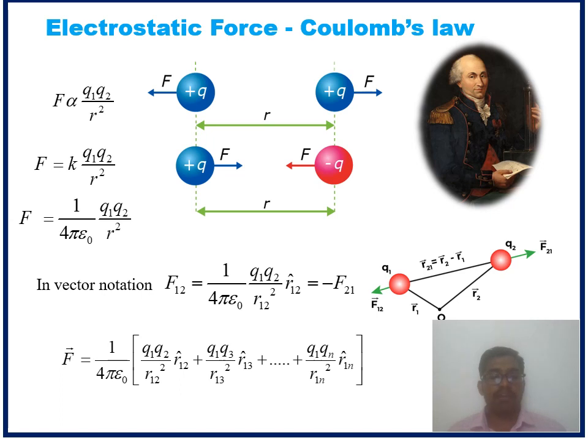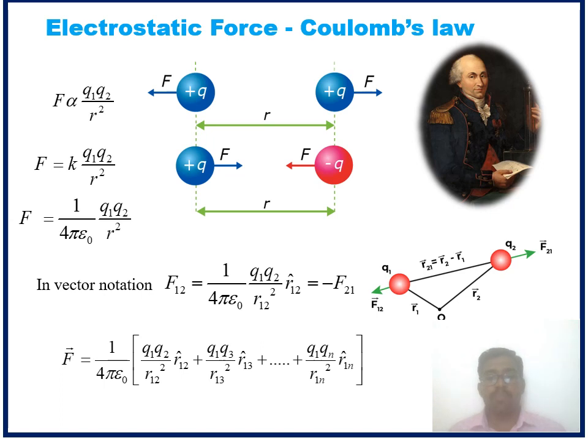Now we have the force equal to 1 by 4 pi epsilon naught Q1 Q2 divided by R square. In vector form we add R cap. So now we have the equation F12 is equal to 1 by 4 pi epsilon naught Q1 Q2 divided by R12 square R12 cap. This force is opposite to the force acting on the other charge.